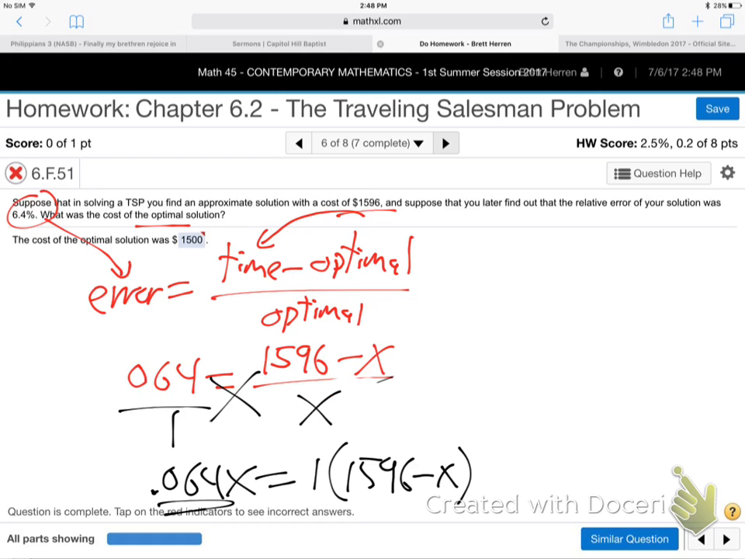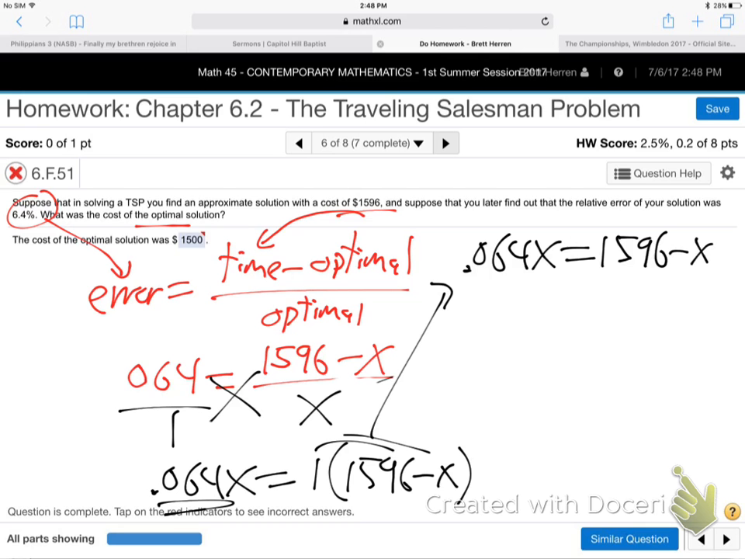Okay? And now, just distribute, and 1, that's not going to do anything. So bring it up here. 0.064X equals 1596 minus X. So far, so good? That one multiplied didn't change anything. Okay? And now, we got the X in 2 locations.